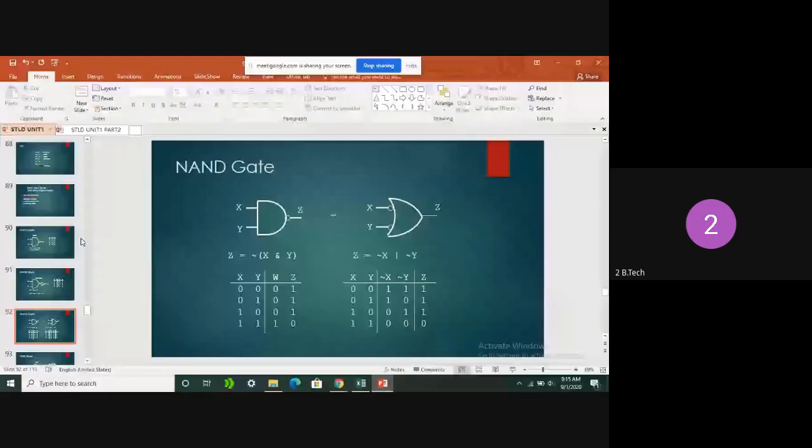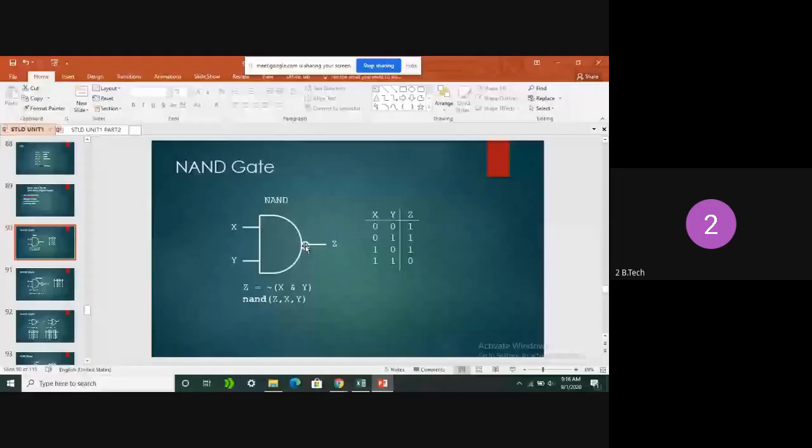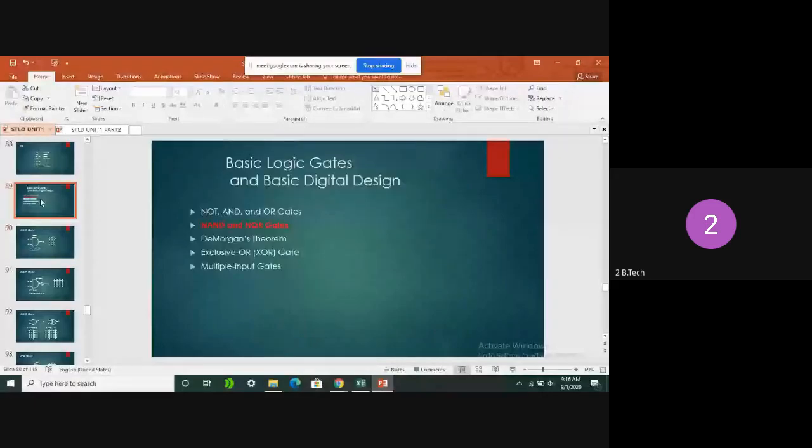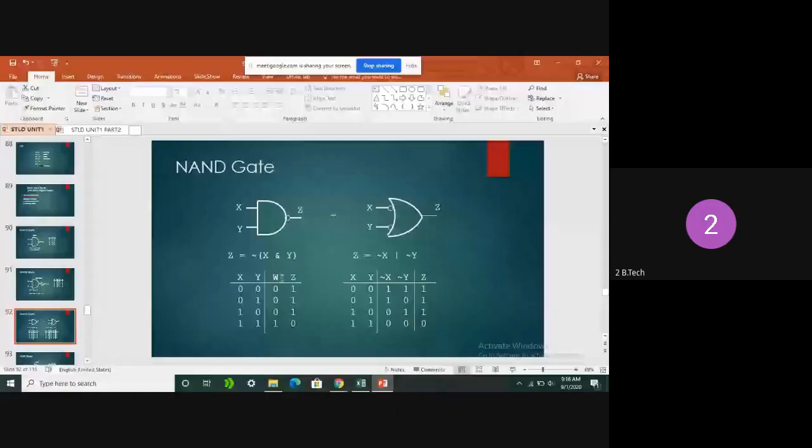So this is the symbol of the NAND gate, which is almost similar to the AND gate, but it is attached with one bubble. What we can understand from that bubble is that the output of the AND gate is inverted. See here in Z. If you take the AND gate, W is the output of the AND gate. For the first three combinations of input we are getting zeros, and in the final combination, 1 1, we are getting 1 in the AND gate.